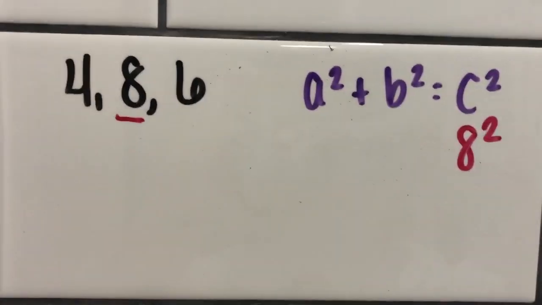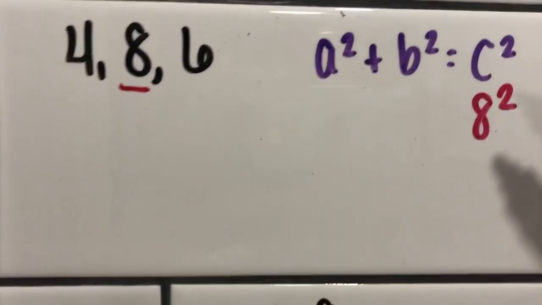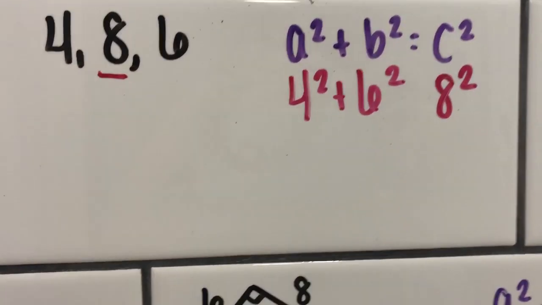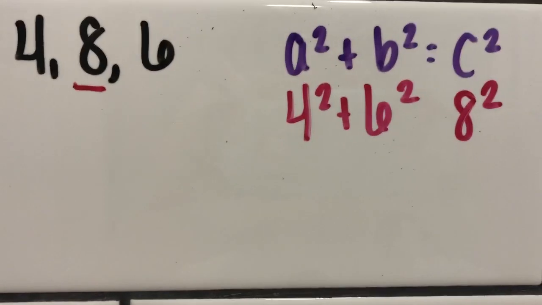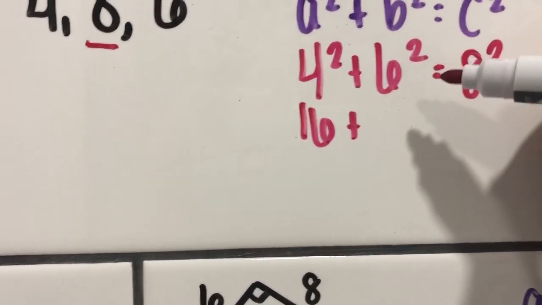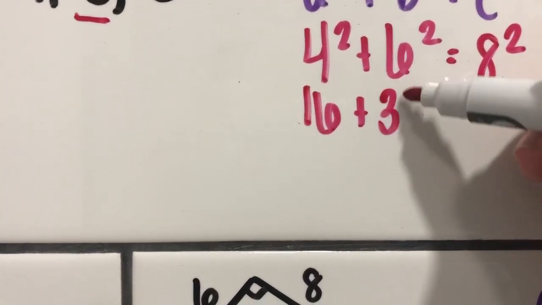And then I have 4 and 6. It doesn't matter where I put them for A and B. I'll just do 4 squared for A, and we'll do 6 and square it for B. And then I'm just going to solve. 4 squared is 16. 6 squared is 36.